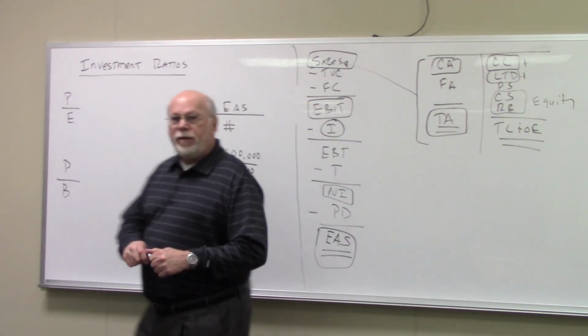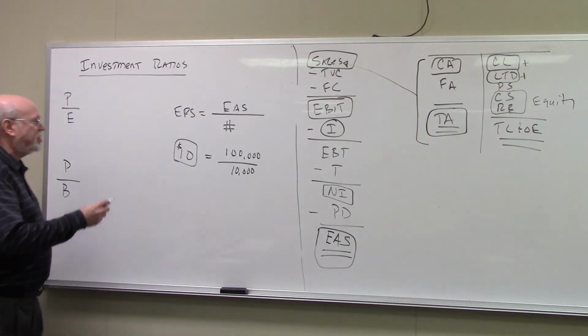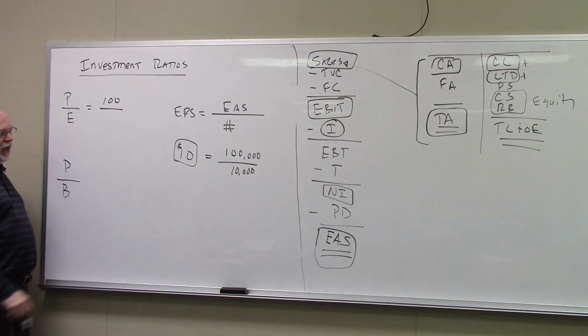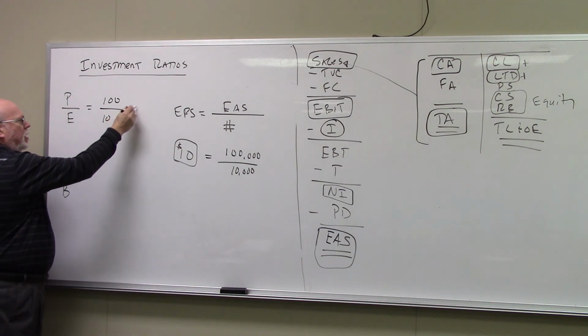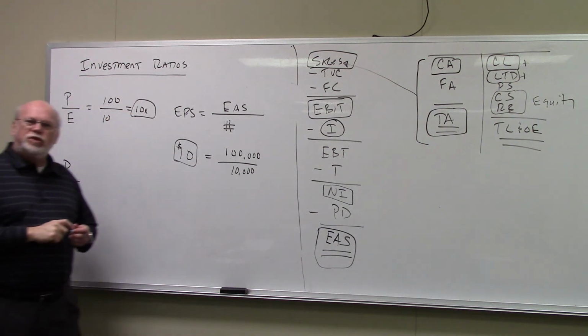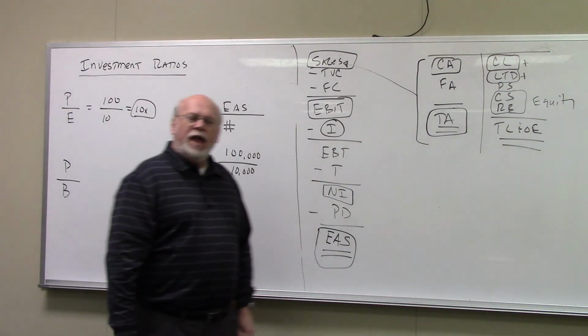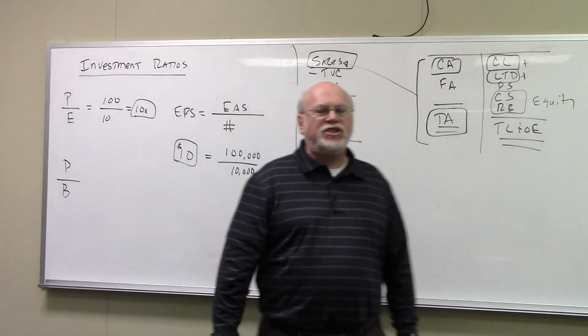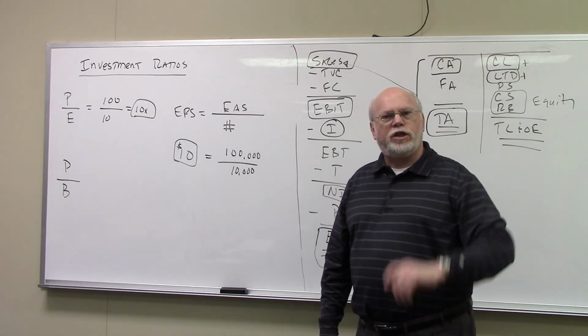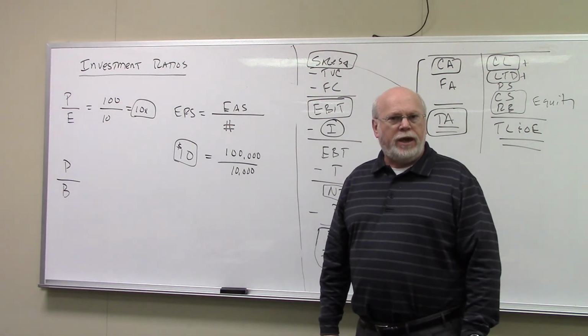If you're looking at a company, and let's say this company's stock is selling for $100 in the market, and its earnings per share is $10, then they would report this company's PE ratio as being 10 times. What that means is that the price of the stock in the market is 10 times the size of the earnings per share.